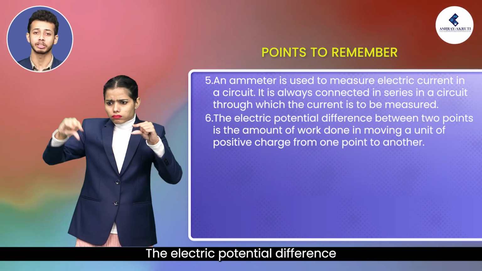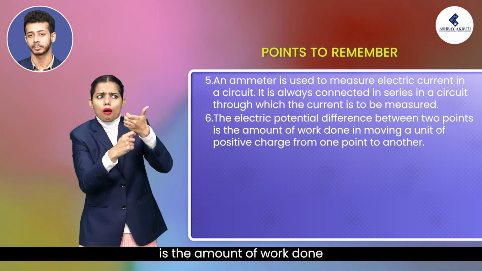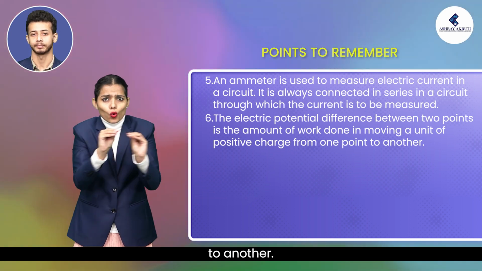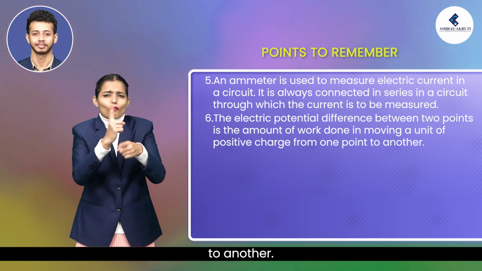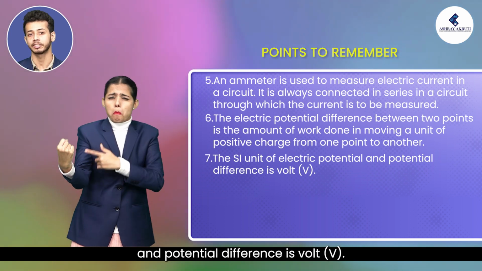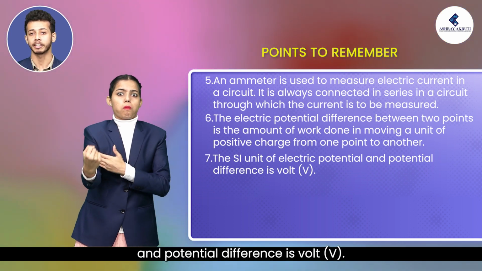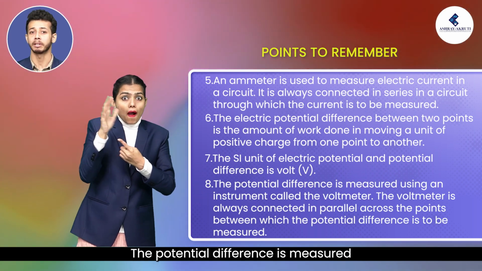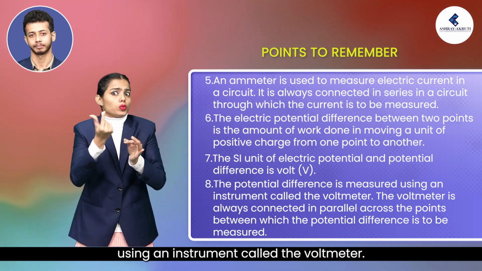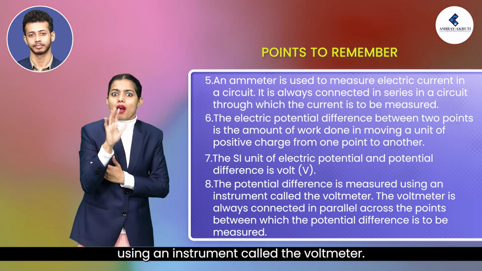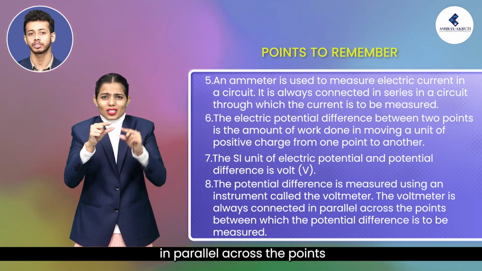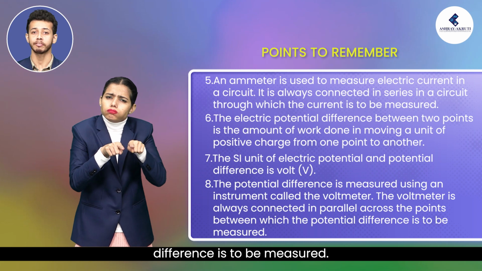The electric potential difference between 2 points is the amount of work done in moving a unit of positive charge from one point to another. The SI unit of electric potential and potential difference is volt, capital V. The potential difference is measured using an instrument called voltmeter. The voltmeter is always connected in parallel across the points between which the potential difference is to be measured.